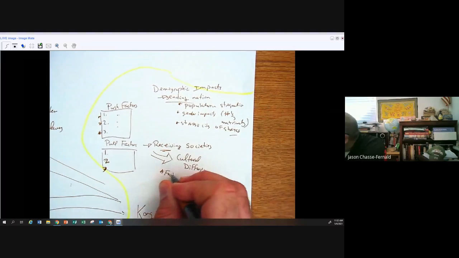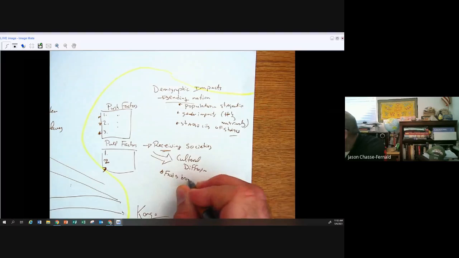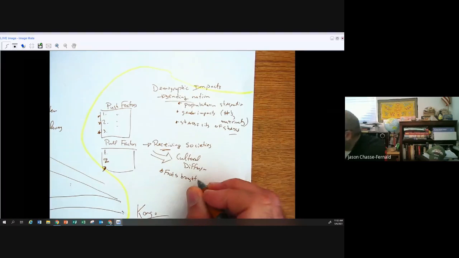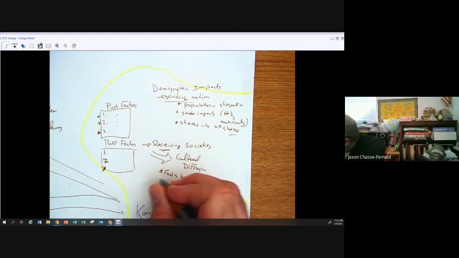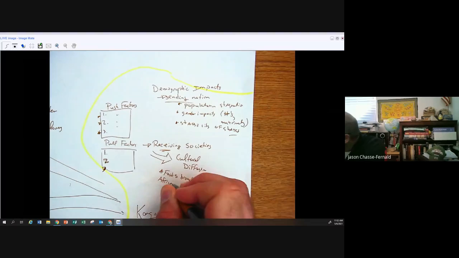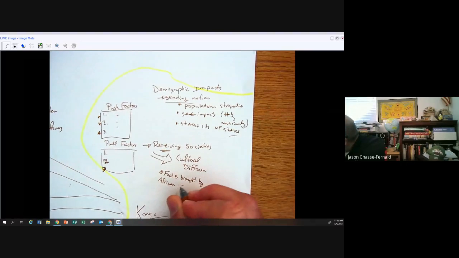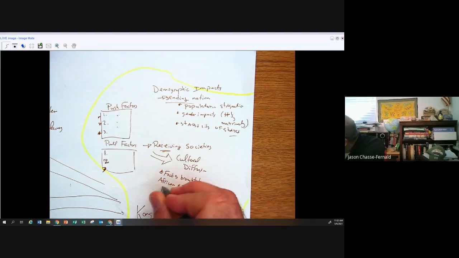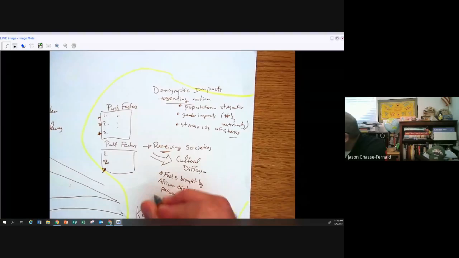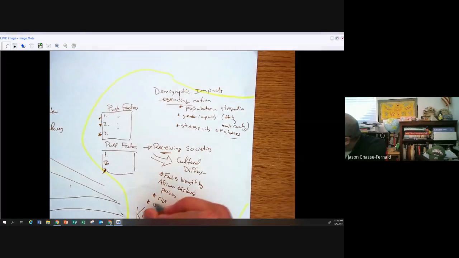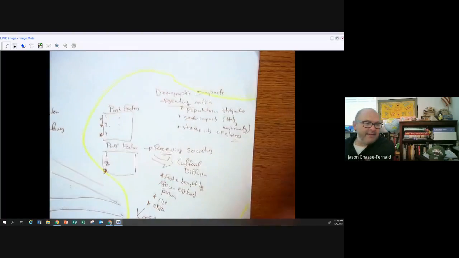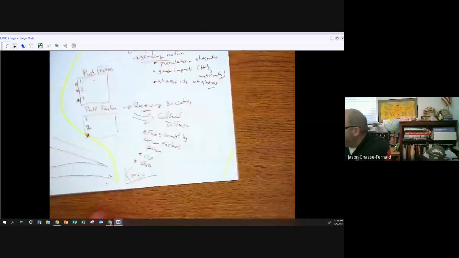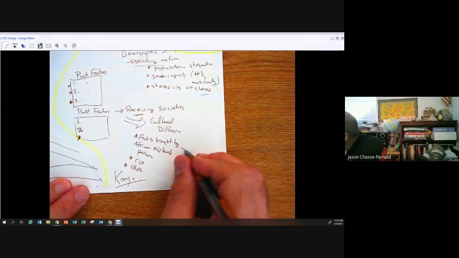foods brought by African enslaved populations or persons. Maybe you could identify one or two of these, like rice or okra. So maybe that's one way you could angle this, to show a little complex understanding.